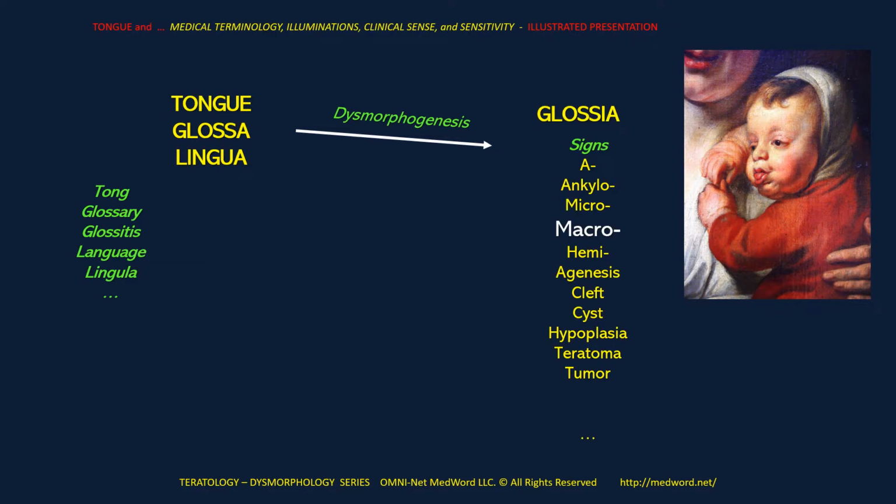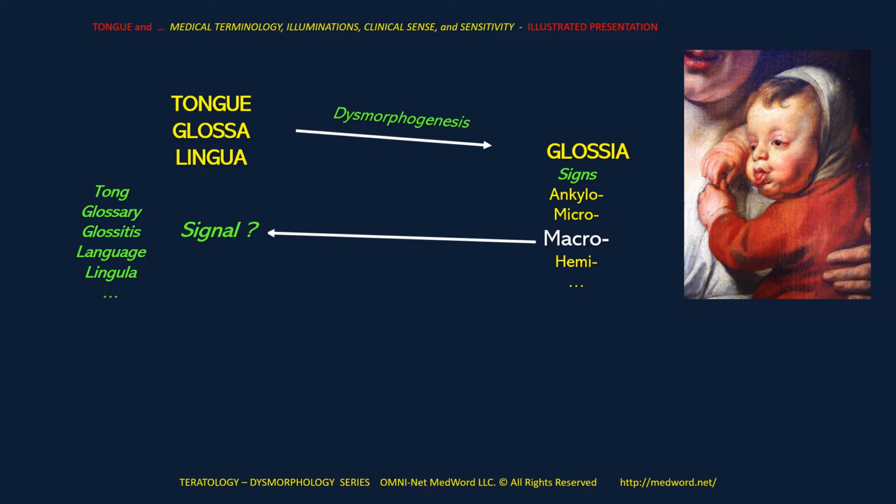Pre- and postscripts like aglossia, ankyloglossia, microglossia, macroglossia, hemiglossia, hemihypertrophy of the tongue, agenesis, cleft, cysts, hypoplasia, teratoma, and tumor of the tongue are examples of terms that a clinician will need to understand and use. I think this instance obviously is macroglossia.